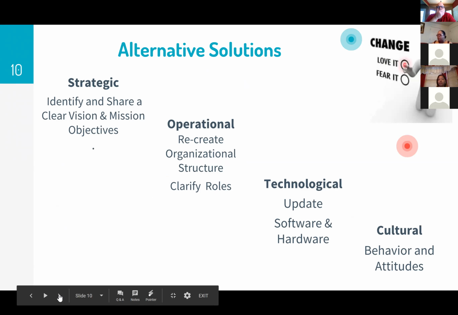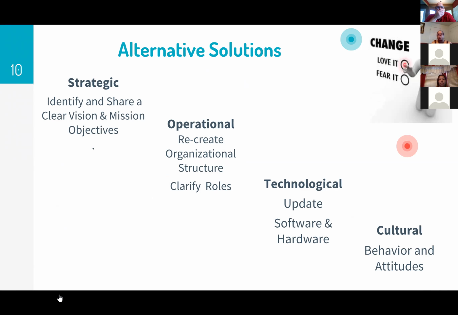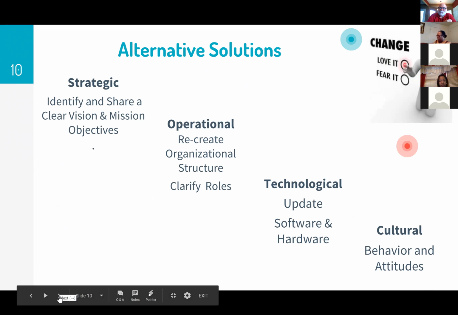Our alternative solutions, as we discussed: strategic, one of them was identify and share a clear vision, mission, and objectives. In regards to operational, recreate an organizational structure that clarifies roles for each person, each member. Technological, update software and hardware, which is clearly outdated. And then cultural, behavior and attitudes.